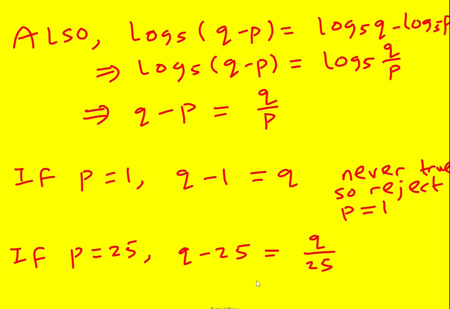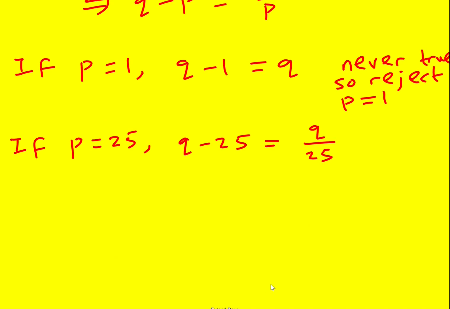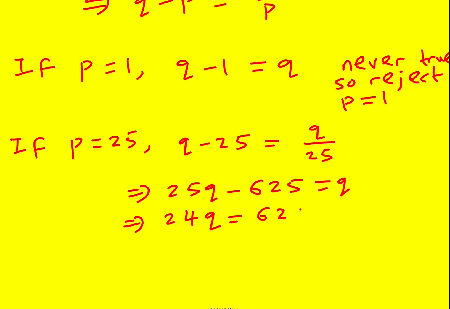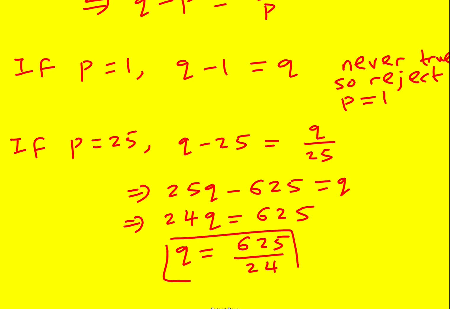And now we need to find the value of q that will work for this. So 25q minus 25 times 25, that's 625, equals q. 24q will equal 625, and q will equal 625 over 24. So that's our pair of values. P is 25, q is 625 over 24.